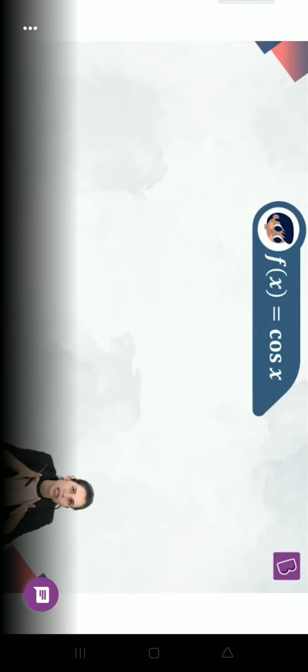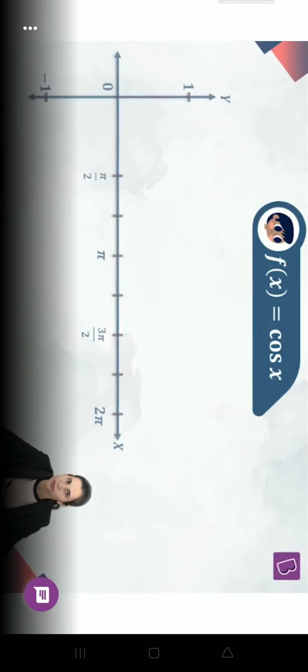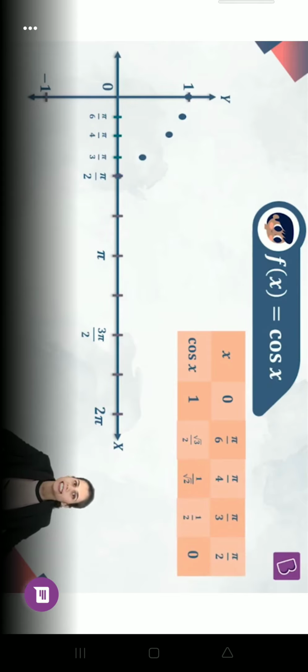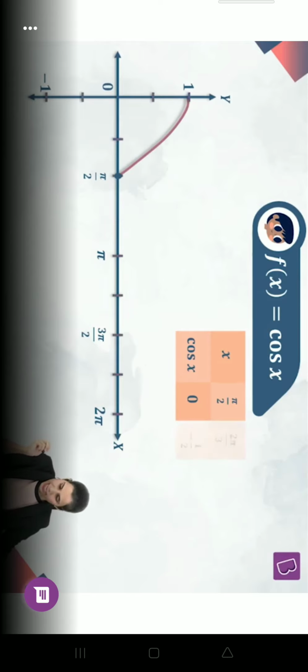Similarly, let's take another angle as 3 pi by 4. This is same as cos of pi minus pi by 4, which will be equal to minus cos pi by 4, that is minus 1 by root 2. Similarly, next angle I take as 5 pi by 6, which is same as pi minus pi by 6. Yes, and cos of pi minus pi by 6 is equal to minus cos pi by 6. That means minus cos 30, which is minus root 3 by 2. Lastly, I take theta as pi. So cos pi comes out to be what? We have learned about it. It is equal to minus 1.